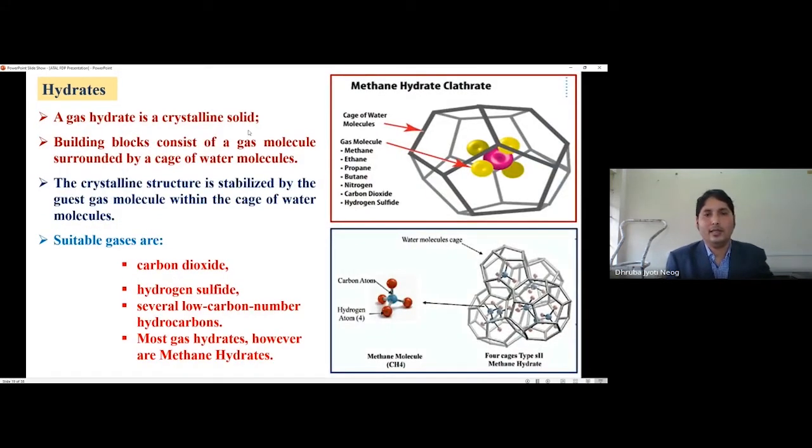Gas hydrate is a crystalline solid, as you can see here. Suitable gases are required, like carbon dioxide, hydrogen sulfide, and several low carbon number hydrocarbons. If gases are present in well fluid and they come in contact with low temperature conditions, gas molecules become trapped within the cage of water molecules, and that is how hydrates form.